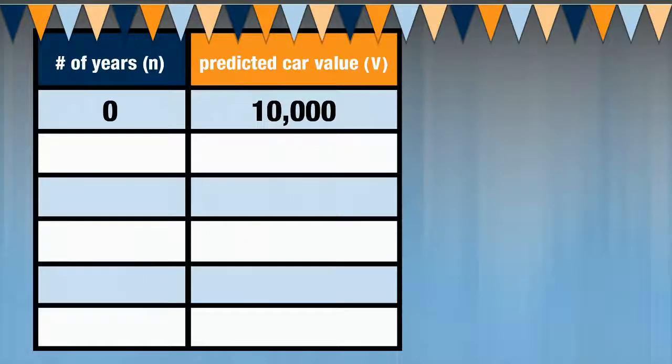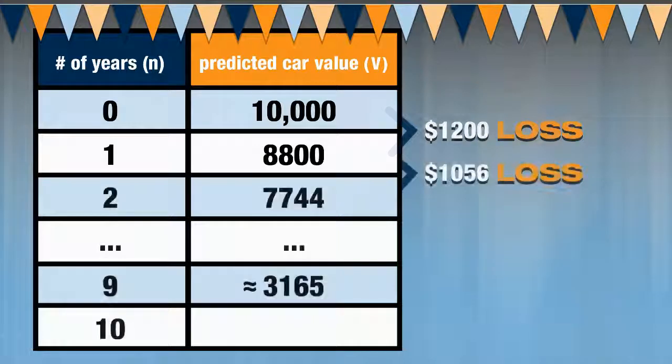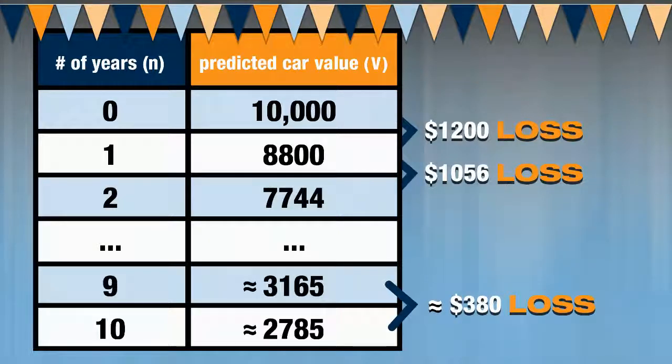Here's something to remember. The greatest decay always occurs right away, then lessens over time. In the first year, the car's value will decrease by a whopping $1,200. But in the 10th year, we're predicting it will only decrease by about $380.